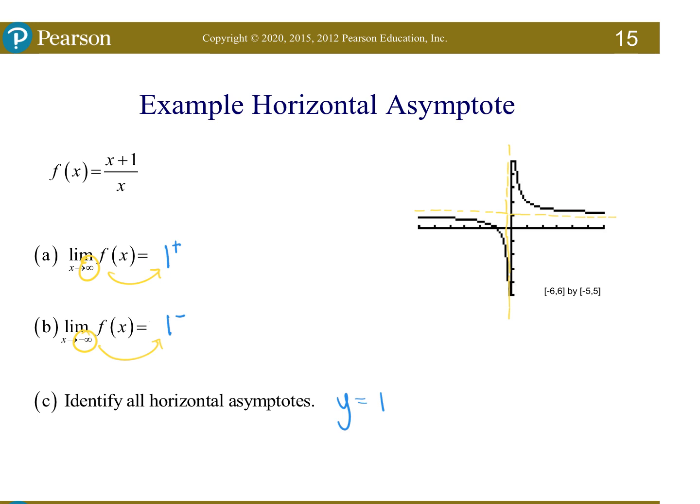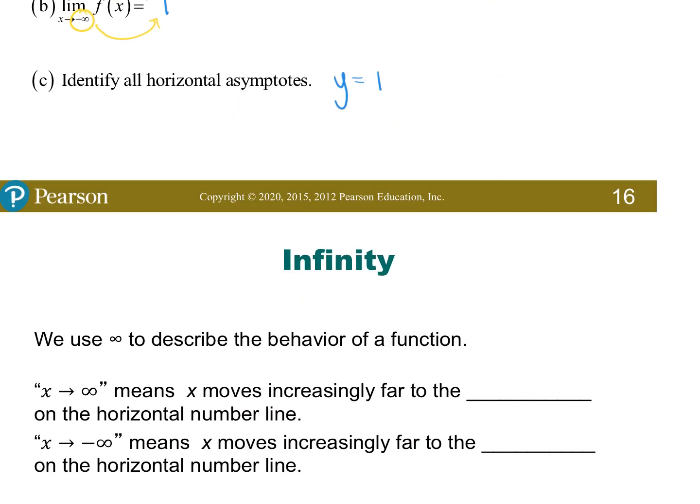Okay, that's coming through. How do we prove a horizontal asymptote? Not just I looked at it and it looks like it's 1 to me. How would you come about proving the horizontal asymptote?